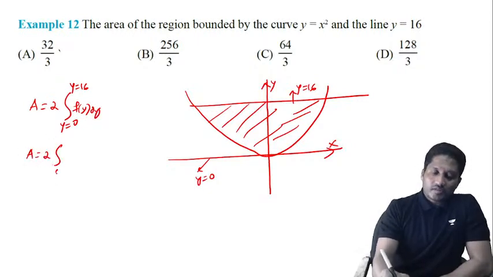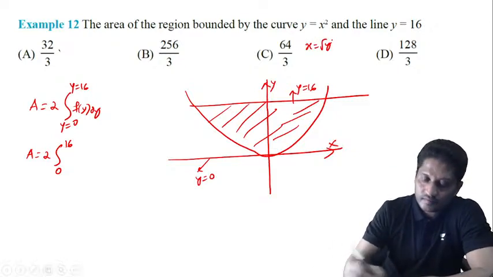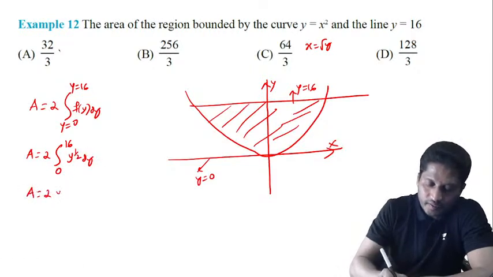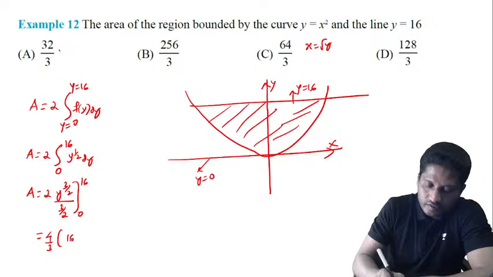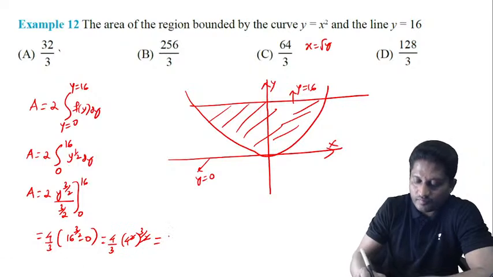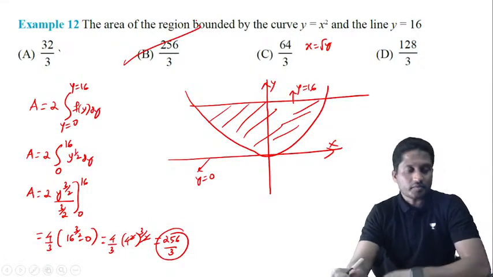Area is equal to 2 times integral 0 to 16 of function of y dy, where x is equal to root y, y power half dy. Integration of y power half is y to the power of 3 by 2 by 3 by 2, between the limits 0 to 16. This is 4 by 3, 16 to the power of 3 by 2 minus 0. This is 4 square to the power of 3 by 2, will cancel. 4 cube is 64. 64 into 4 is 256. 256 by 3 square units. Answer is option B.